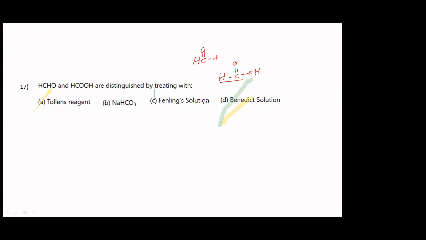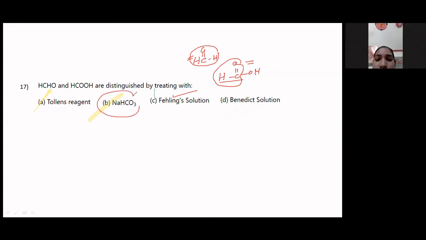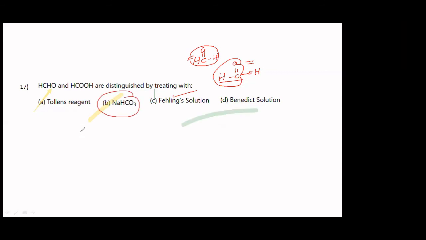It will give all the oxidizing agent reactions, as an aldehyde does, because it has an aldehyde group. Benedict's solution also it gives, and Fehling's solution. I am telling you about all the oxidizing and reducing reactions; formaldehyde's are also given by this. Only this is correct. NaHCO3 reaction is given only by the acid.